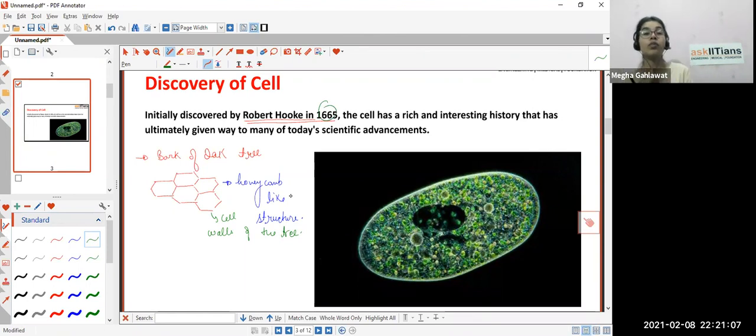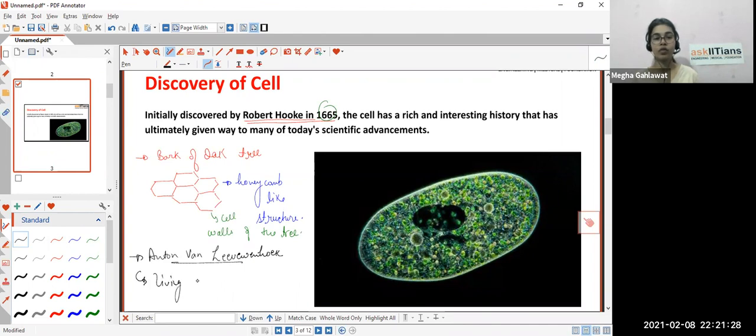Now, multiple more scientists came along the line. There was another scientist called Anton van Leeuwenhoek. I'll write down the name for you. Anton van Leeuwenhoek was the scientist who first observed a living cell under the microscope. The living cell that he observed was a bacterium. And from where did he find the bacteria? From pond water.